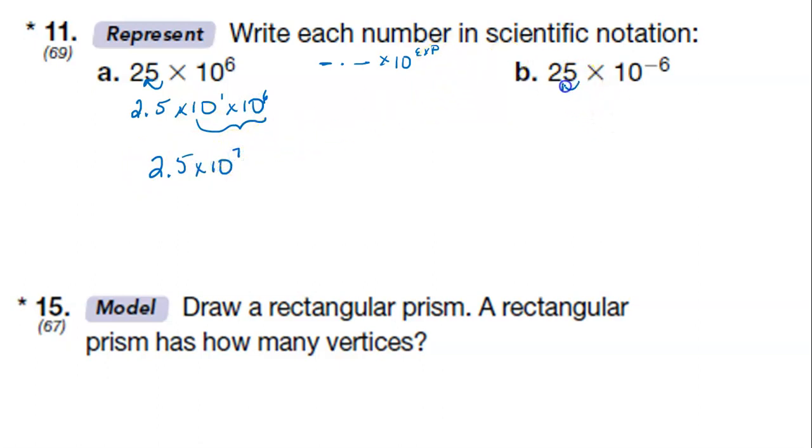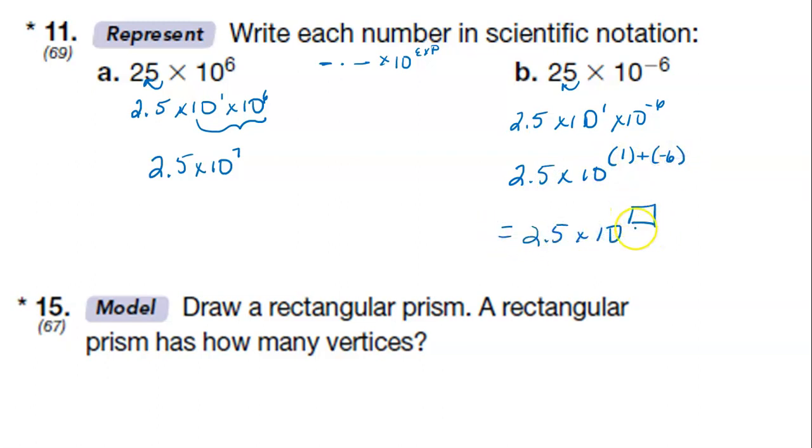Over here, same thing, 2.5 times 10 to the 1 times 10 to the negative 6. 2.5 times 10 to the 1 plus negative 6. So your answer should be what?